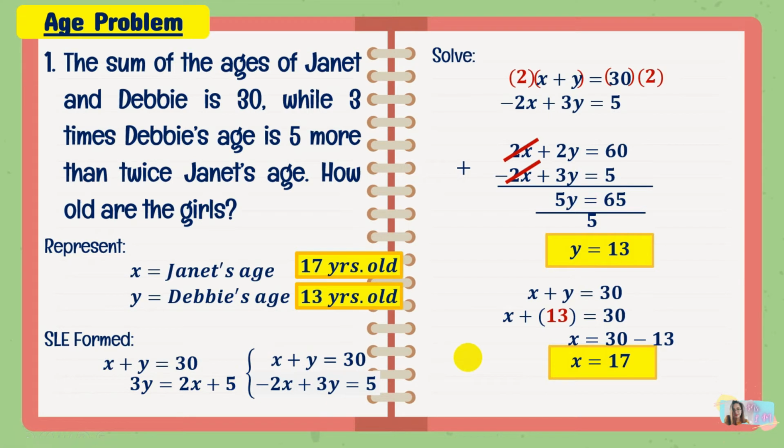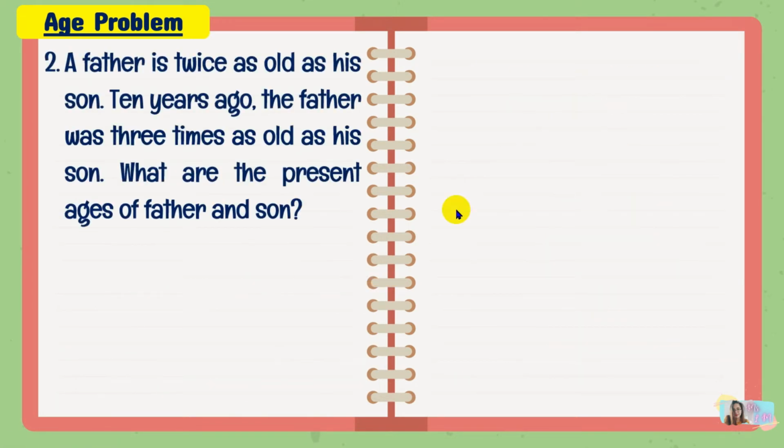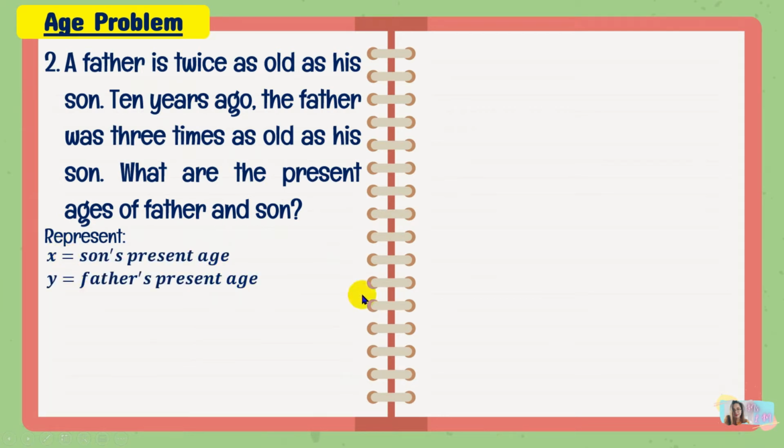Let's proceed to our second age problem. So, we have here a father is twice as old as his son. 10 years ago, the father was 3 times as old as his son. What are the present ages of father and son? So, the problem is asking for the present ages of the son and the father. That's what we're going to represent first. Ano nga ba yung edad or present age ng son at present age ni father? Use x and y variables.